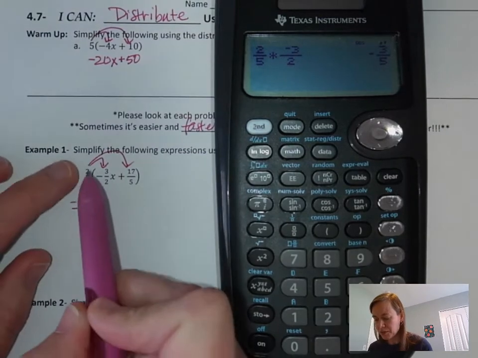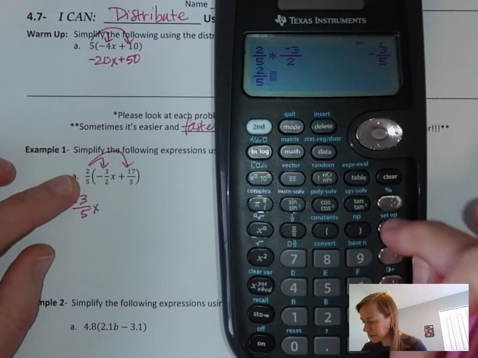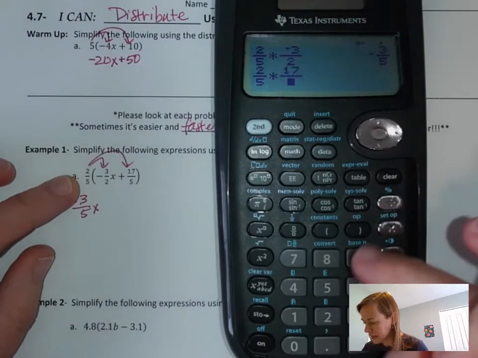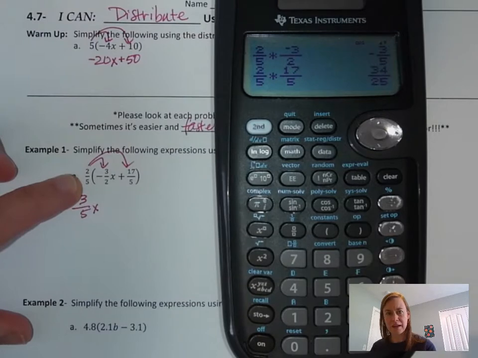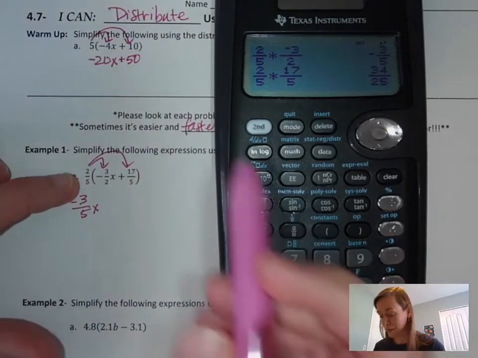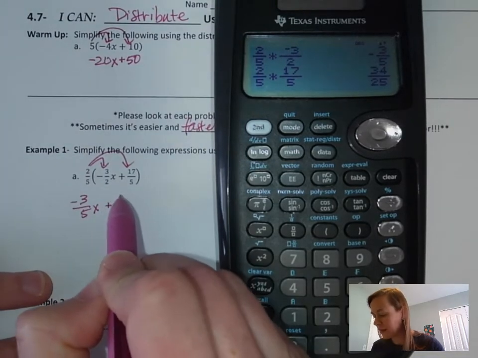Okay, next we have to multiply 2/5 times 17/5. So 2/5 times 17/5. Did I do that right? Okay, equals 34 over 25. And it's positive, so we're going to put a plus sign here, and 34 over 25.